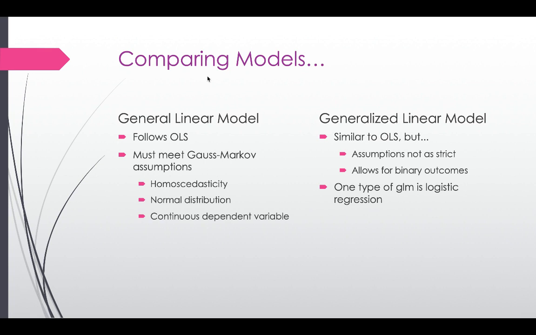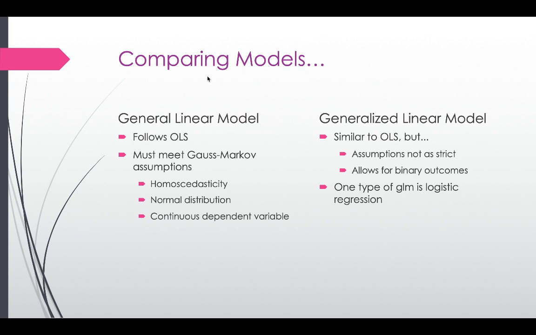For example, we want to have normal distribution, independent residuals, homoscedasticity, and, most importantly for our case, the dependent variable must be continuous so that we can have continuity across the range of our residuals. And over here in the generalized linear model, this is similar to OLS, but it allows for different distributions like binomial distributions. So it doesn't take into account the Gauss-Markov assumptions, which allows us to look at binary dependent variables that often aren't normally distributed.